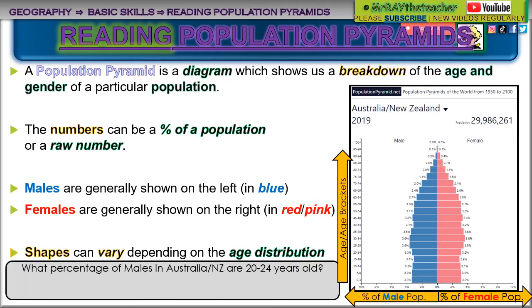And remember, here we go. Just looking at this task here, for example, what percentage of males in Australia and New Zealand are 20 to 24 years old? How do we read or interpret that? Find that piece of information out. So a full sentence here. The percentage of males in Australia and New Zealand according to populationpyramid.net.